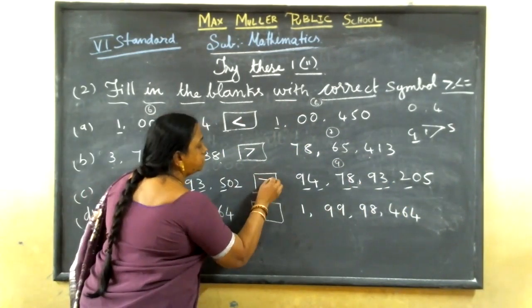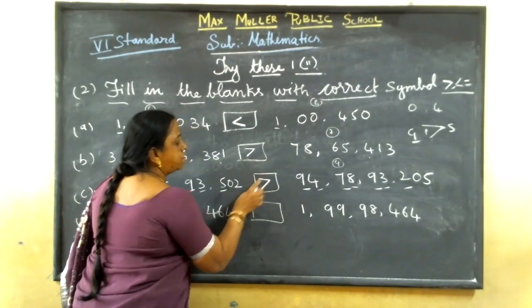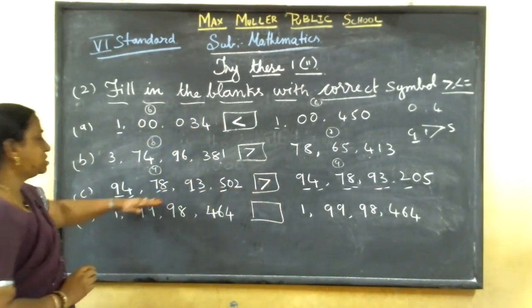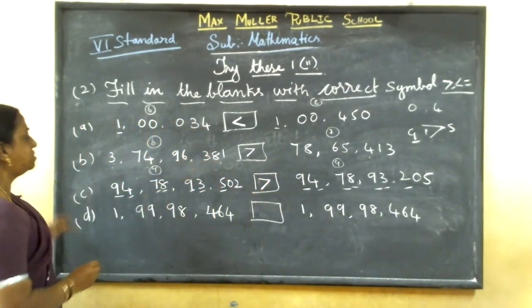So which sign should you write? The greater sign, opened. So this is greater than that. So how to read this?